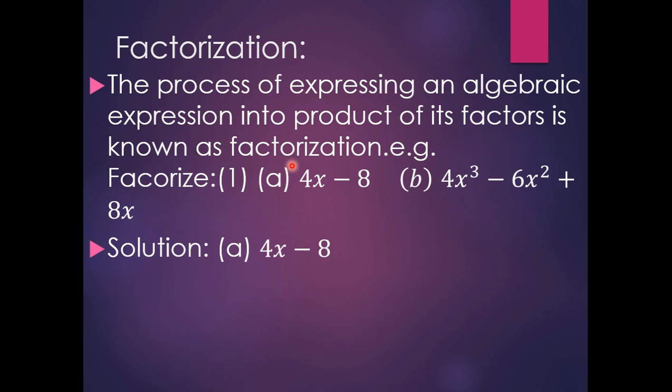Now the main thing in factorization is, if there is any common factor, first of all we need to take it out. Common means the HCF of 4 and 8. The HCF of 4 and 8 means the highest number which can divide both 4 and 8. That 4 is the HCF. You can write 4x as 4 times x, and 8 you can write as 4 times 2, so that it is easy to take out 4 common. So 4 can be taken out. After you take out 4, x remains here and 2 remains here. So 4 times x minus 2 is our required answer.